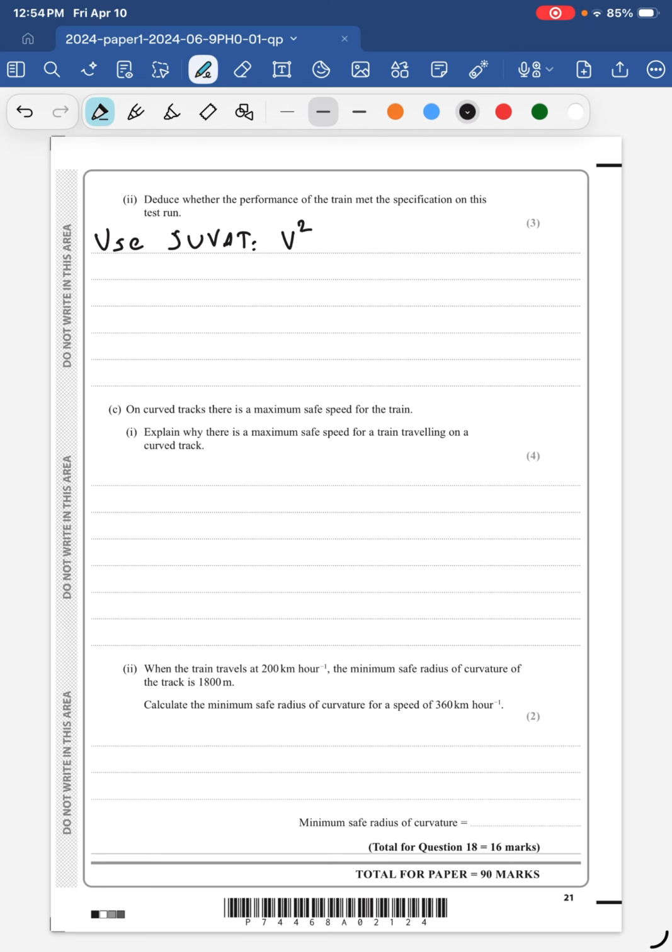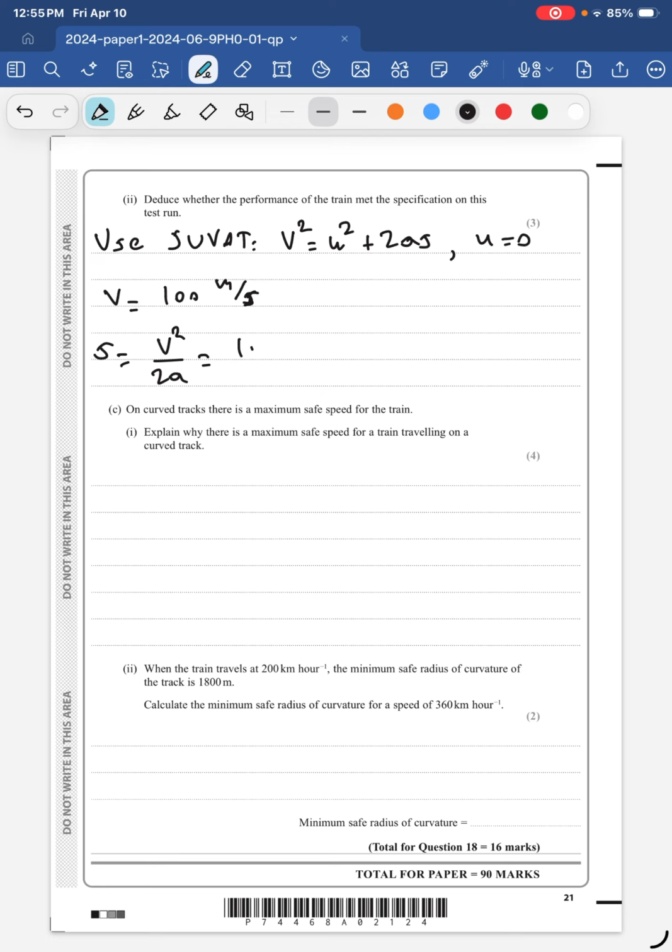So let's use v squared is u squared plus 2as with the initial speed equal to 0. So v is, we found it earlier actually. So v is 100 meters per second, which corresponds to 360 kilometers per hour. So we're looking for the distance. So s is v squared over 2a.